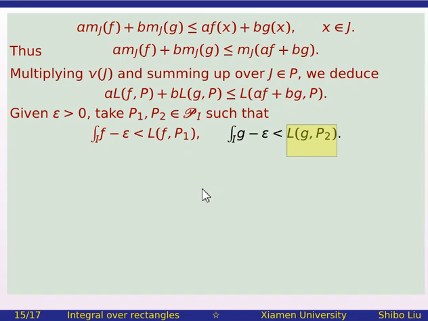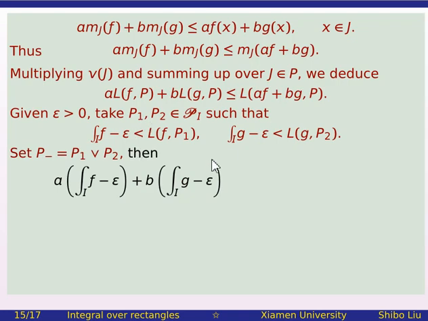So as before, once we have two partitions, we will consider the common refinement of these two partitions. So we denote this by P minus. That is the common refinement of P1 and P2. Then our previous result can be written in this way. The integral of f minus epsilon is not greater than L(f, P1). Similarly, the integral of g minus epsilon is not greater than L(g, P2).